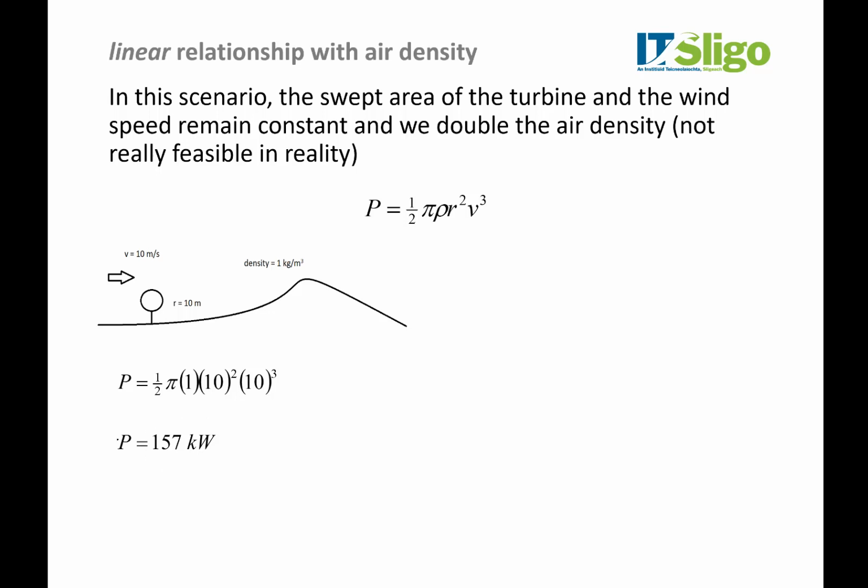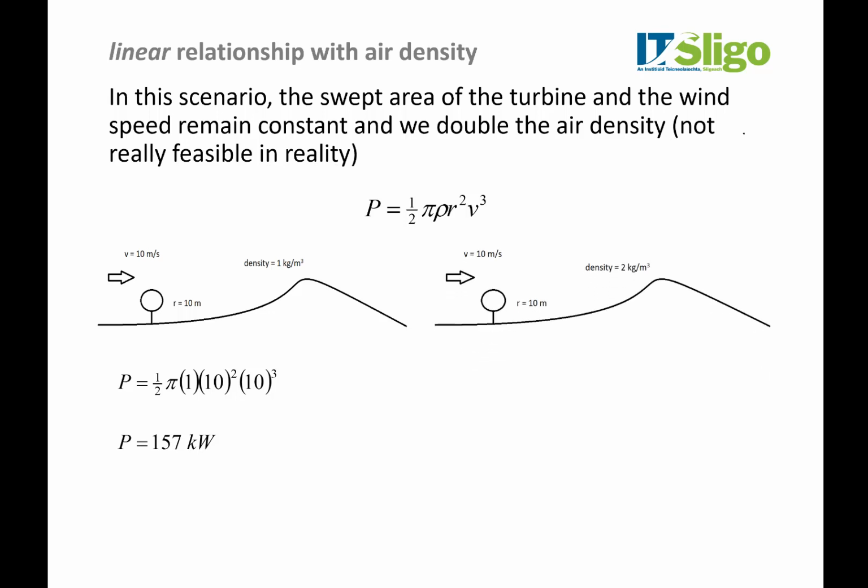So now I'm going to double the air density. Now in the real world, you can't double air density. The air density is what it is. It changes a little bit as you go up mountains. It gets less dense. But other than that, there's very little we can do to change air density. But we're just looking at the theoretical scenario.